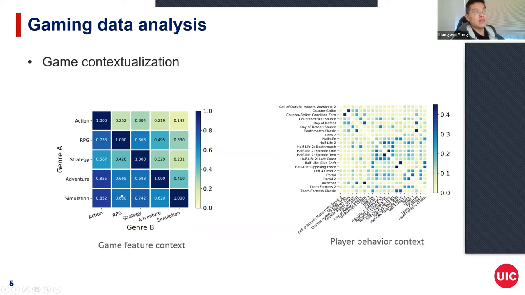The second part comes from the player's behavior context. Here we show a figure of the users' purchase information. A bluer square means the two games are usually co-purchased by some users. For example, this blue square indicates that users who like Counter-Strike also have a much higher probability to play Counter-Strike: Condition Zero. So from the players' behavior, we can also get the game context.